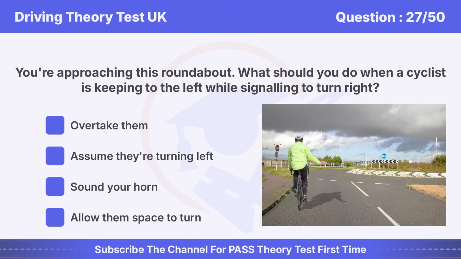Question 27. You're approaching this roundabout. What should you do when a cyclist is keeping to the left while signaling to turn right?